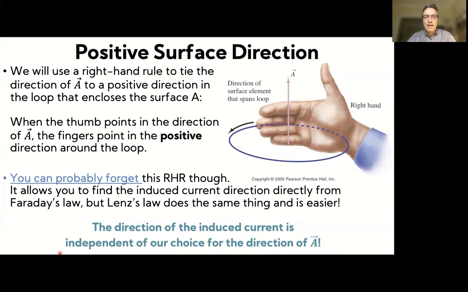The other ones, I hope by reducing them to essentially two different cases, that it makes it a bit easier to figure out which right-hand rule to use in what case. So I hope that's helpful.